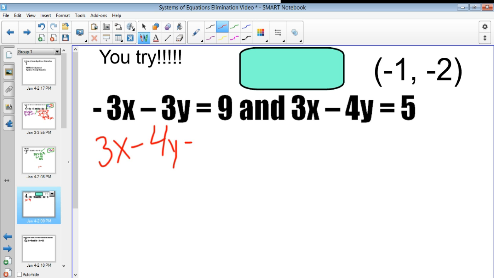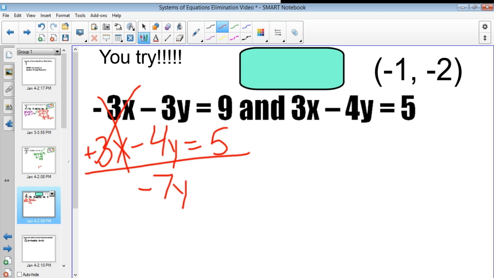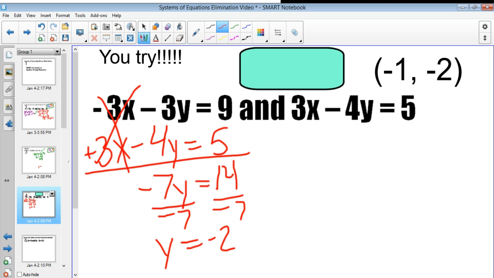So negative 3x minus 3y equals 9, and 3x minus 4y equals 5. My first step is always to rewrite them with one on top of another. You also need to make sure that your x's are aligned with your x's and your y's with your y's. Then add them together, because if I add them together, these x's are going to simplify down. They're going to cancel out. I'm going to be left with negative 7y equals 14. So I divide by negative 7, and y equals negative 2. So there's our negative 2.